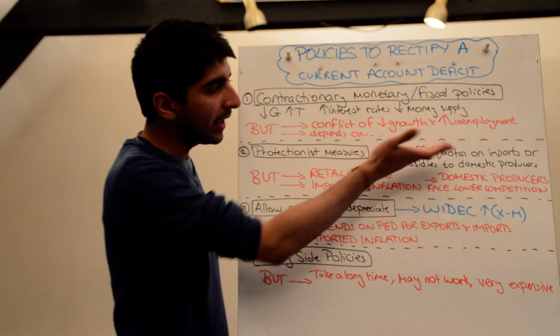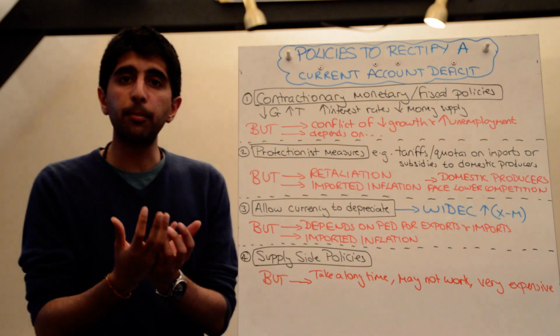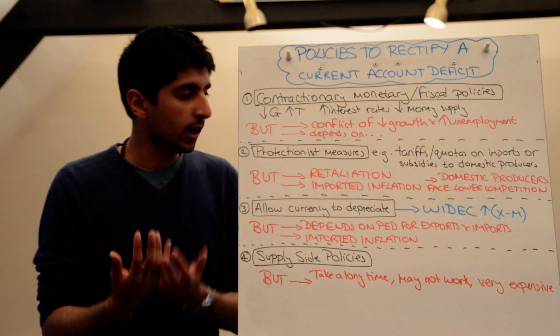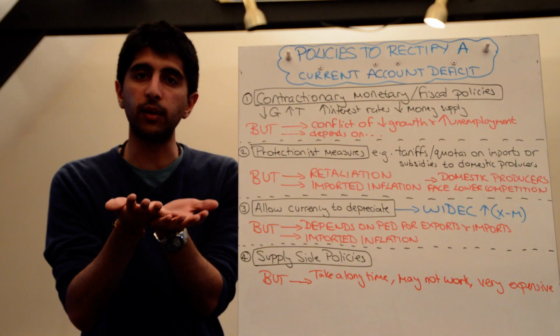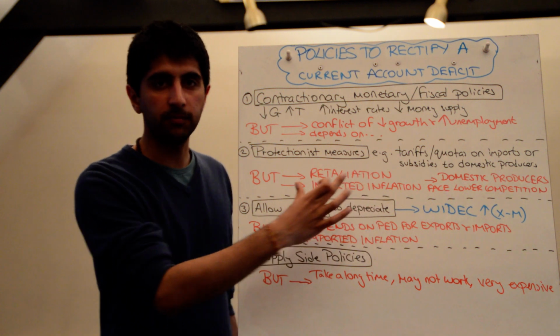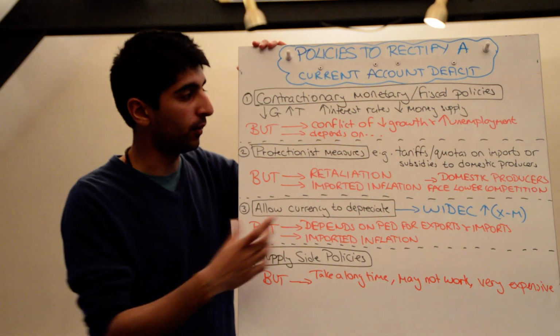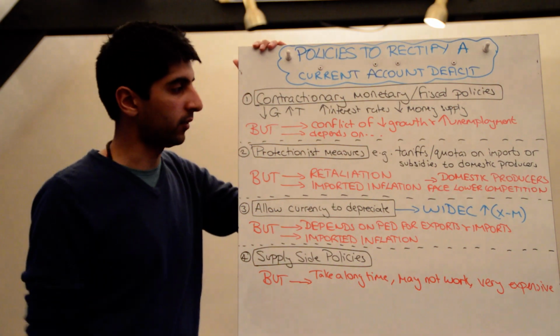At the same time, if you make imports more expensive by imposing tariffs, firms who rely on imports to make goods and services, well, their cost of production is going to increase, which therefore may lead to increased prices and inflation. So there is a chance of imported inflation for firms who actually import raw materials if you artificially increase the price of imports.